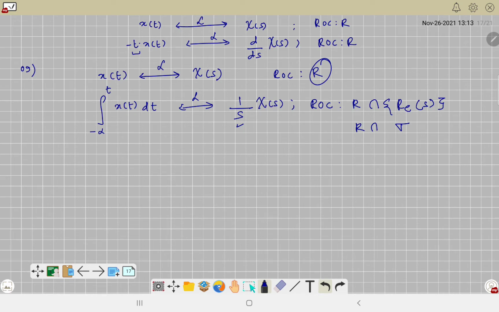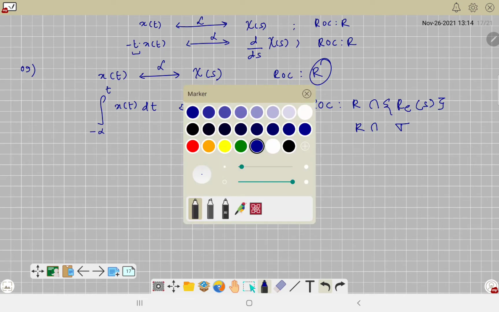So these are some properties. We may be using a few of them. Like I said, we'll next try to find the Laplace transform of some elementary signals. In general, if you have a combination of two or more signals, you can use these properties. Right? Okay, we have some time here.